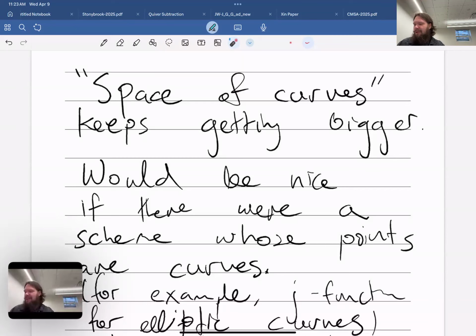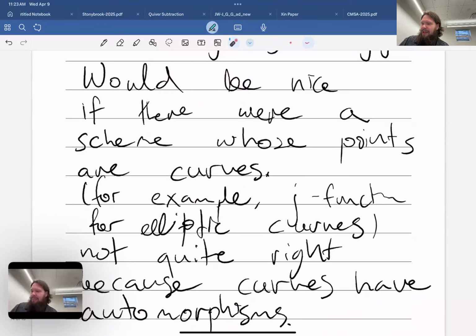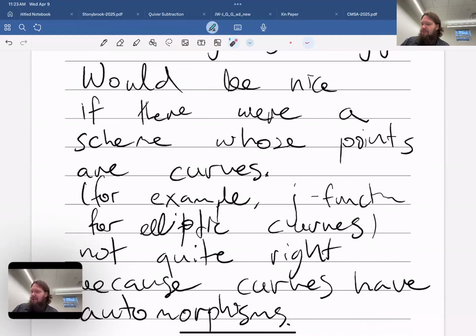Life isn't that nice. Saying I want to do this, what would that scheme look like? Let me try to come up with it, and that is exactly how you end up thinking about stacks. You try to cook this up and you run into the problem that curves have automorphisms. So a curve with an automorphism is going to be a strange point in this space of curves. Now, rational curves, genus 0 curves, and genus 1 curves already have a ton of automorphisms. For genus 0 curves, we have the action of PGL2. For genus 1 curves, we have the action of the curve itself as a group. So they have tons and tons of automorphisms.